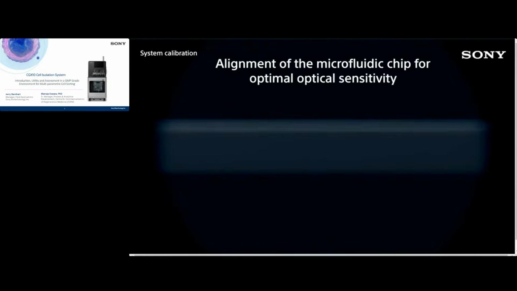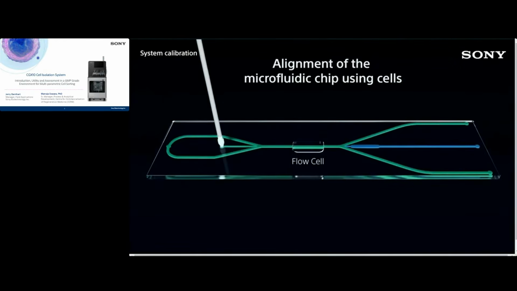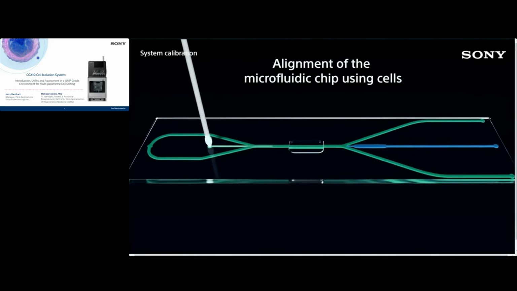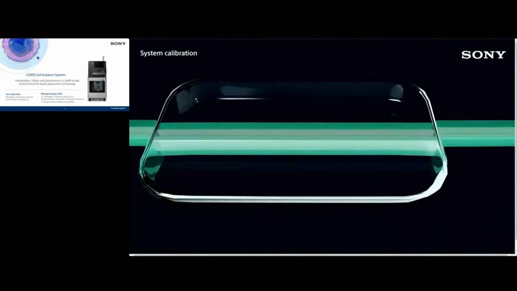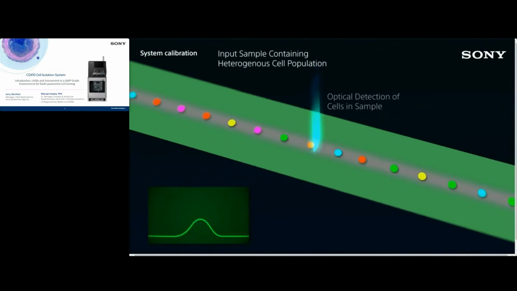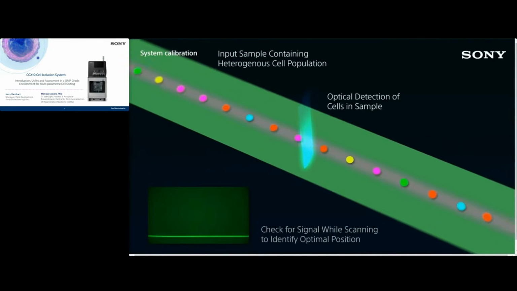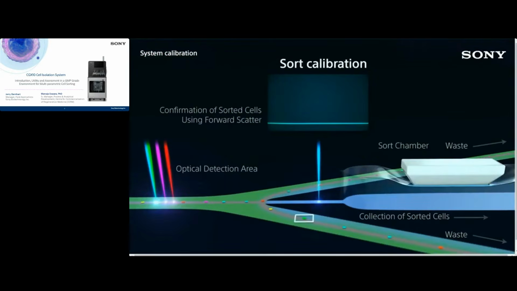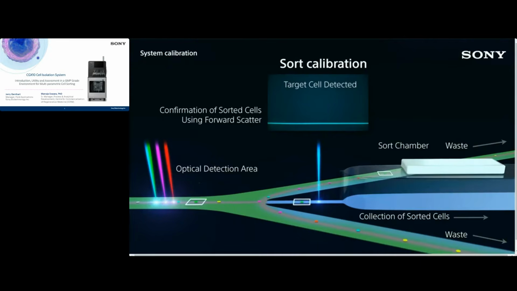Following sample introduction, the final optimizations will be completed. As the sample is introduced, the microfluidic chip position is adjusted automatically by the system to ensure high optical signal quality. At this point, the system is ready for data collection. As the sample is flowing, the optic system detects the cells of interest, and the sort delay timing and other parameters are adjusted to ensure the collection of cells matches the desired outcome of high purity at high yields.